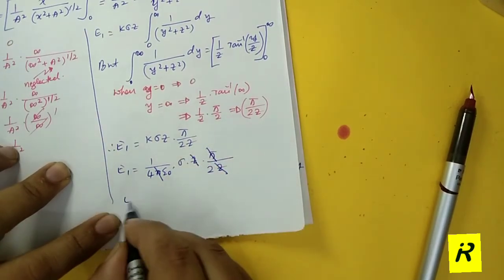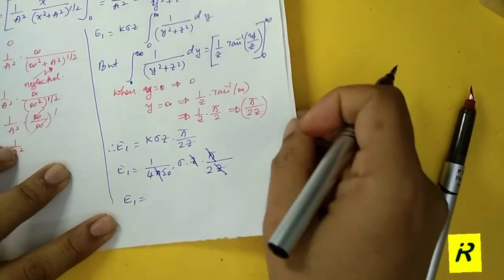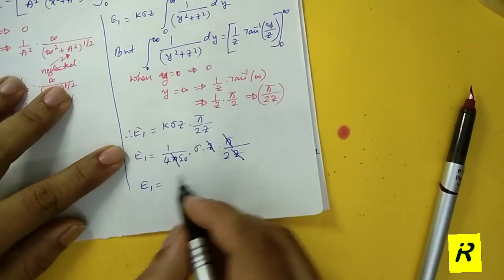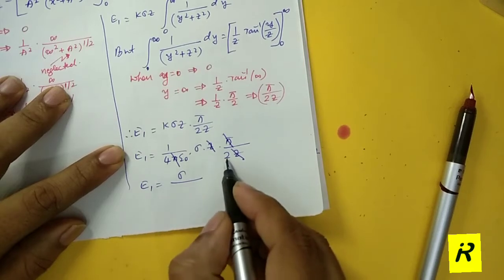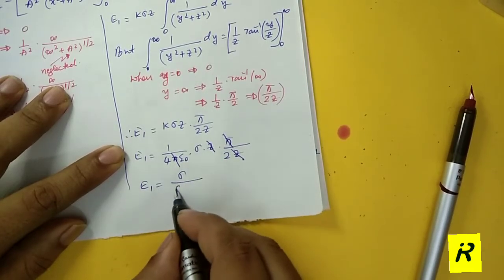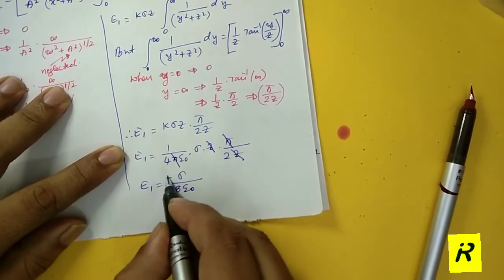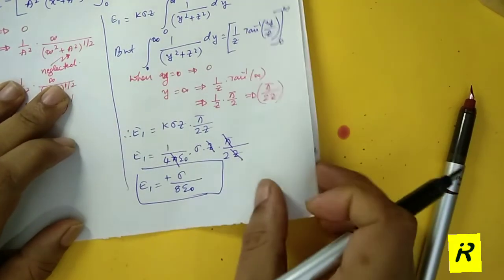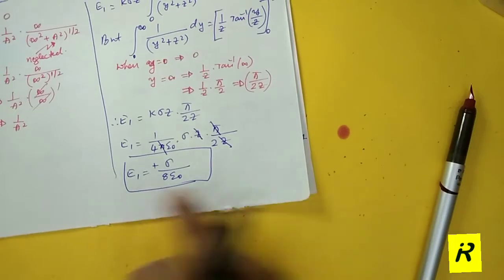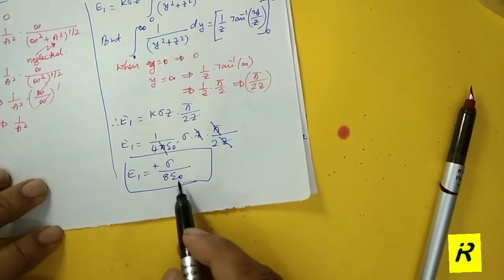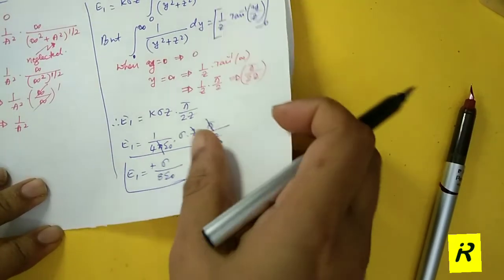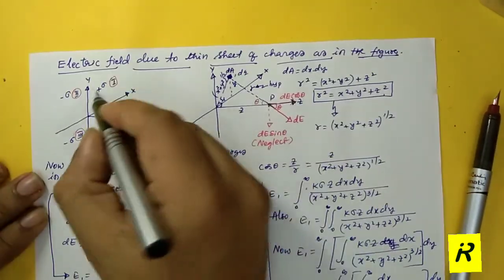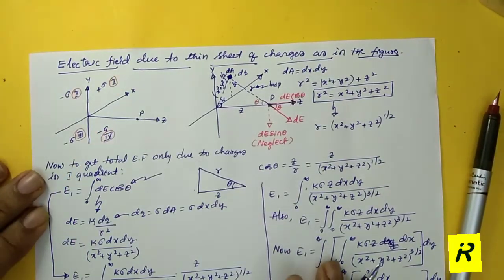The result is E1 equals sigma in the numerator, and the denominator is 4 into 2, which is 8 epsilon o. This should be positive. So E1 equals plus sigma divided by 8 epsilon o. This is the electric field only due to the charge density plus sigma in the first quadrant.